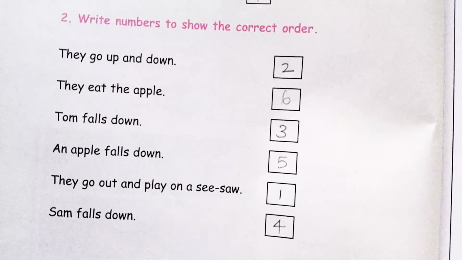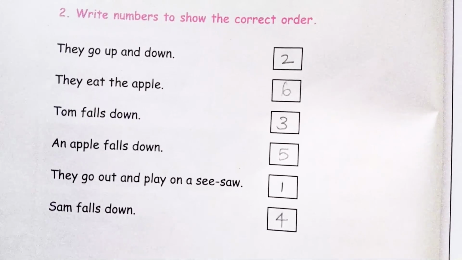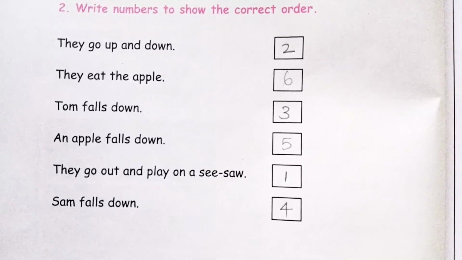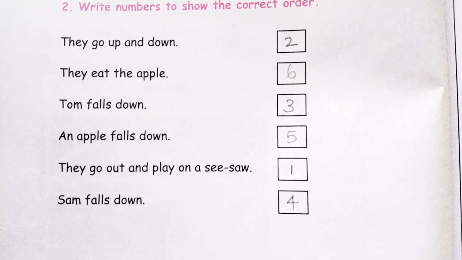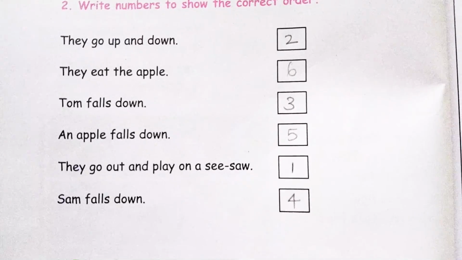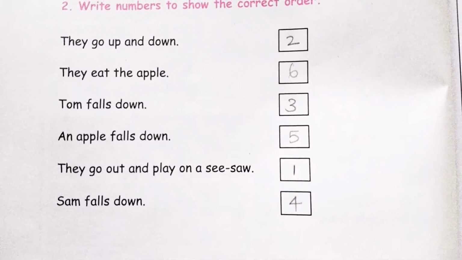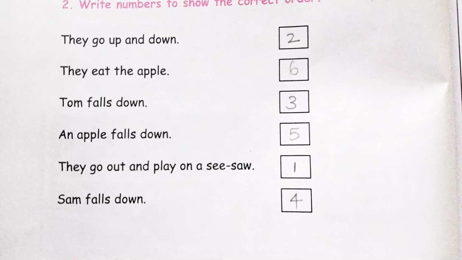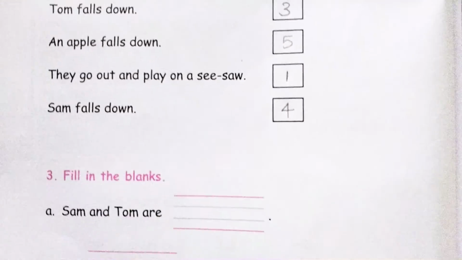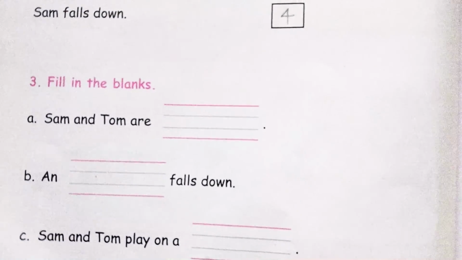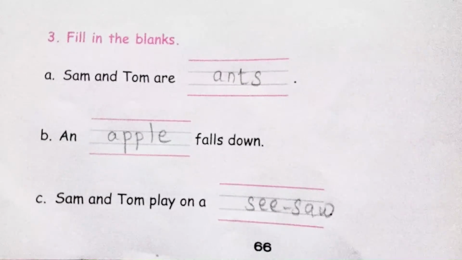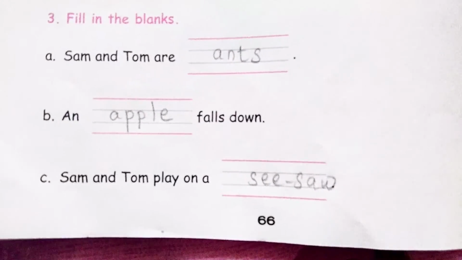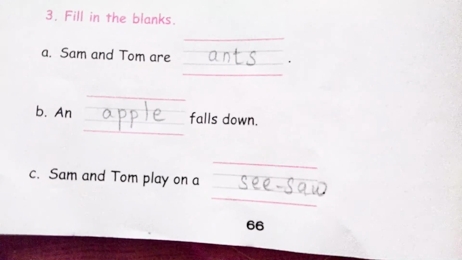Write the numbers to show the correct order. First, they go out and play on a seesaw. Second, they go up and down. Third, Tom falls down. Fourth, Sam falls down. Fifth, an apple falls down. Sixth, they eat an apple. Fill in the blanks. Sam and Tom are ants. An apple falls down. Sam and Tom play on a seesaw.